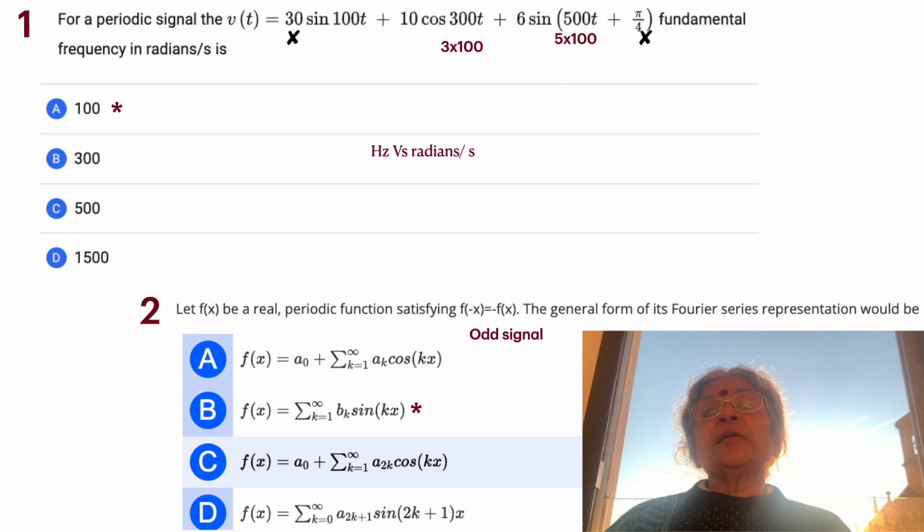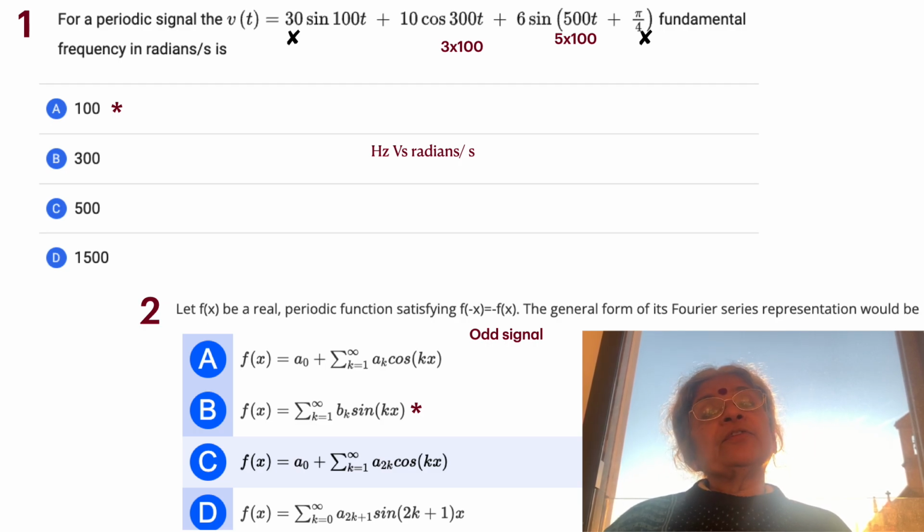To find the fundamental frequency in radians, you neglect the magnitude, you neglect any time delay, you see if they are all sinusoids. That's all that you need to do, and then you look at the omega component, because it is frequency in radians per second. So omega 100 into 3 is 300, 100 into 5 is 500. So 100 is going to be the basic value.